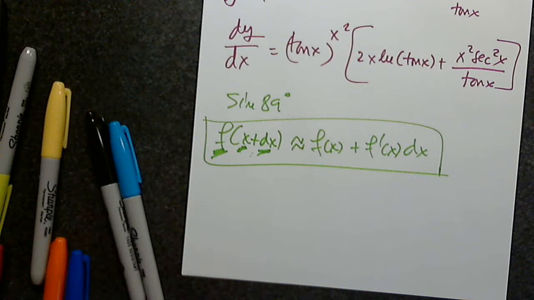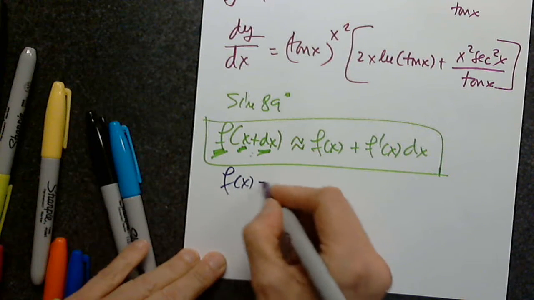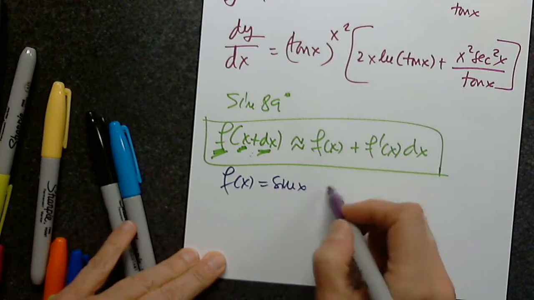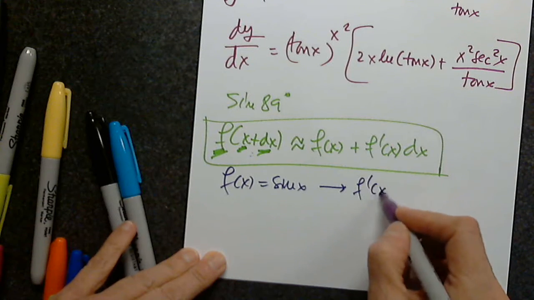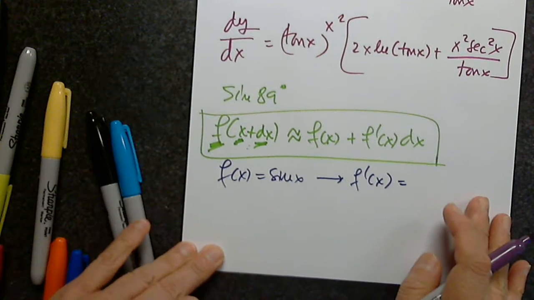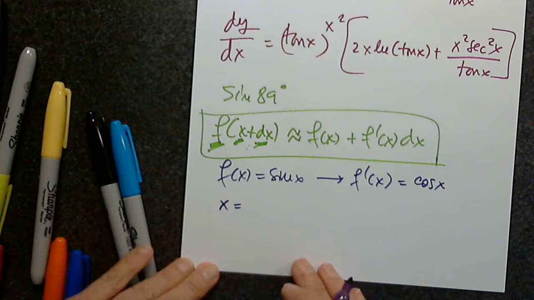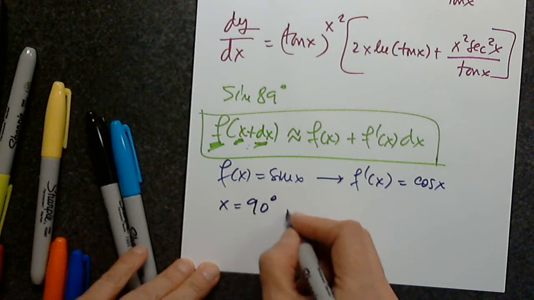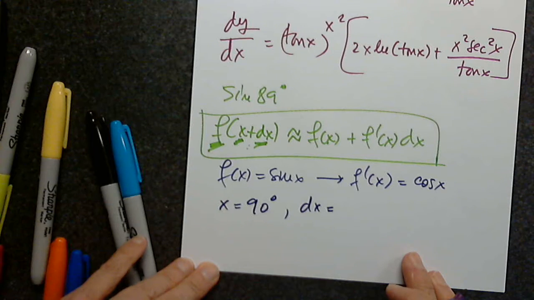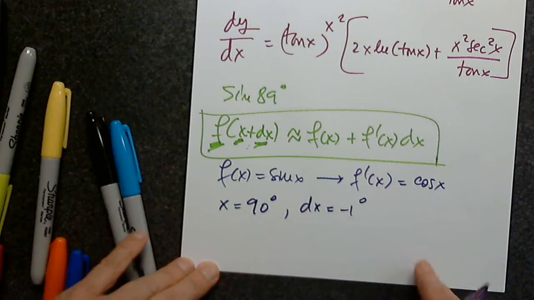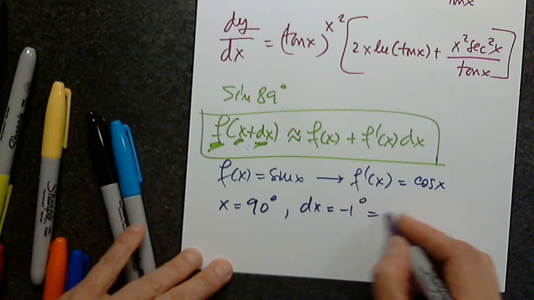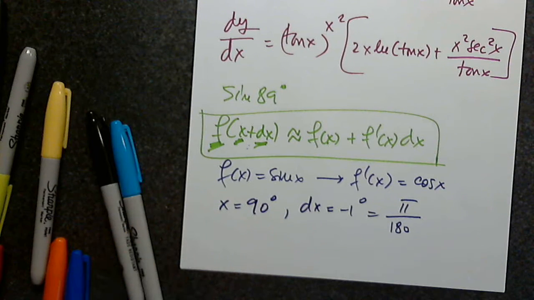It's the function of sine. Very good, awesome. Let's also find this right away. So how much is x? 89 degrees. Careful: 90. How much is the tiny error? Negative 1 degree. And remember, this is nothing else but pi over 180. Perfect. So now I have everything I need.